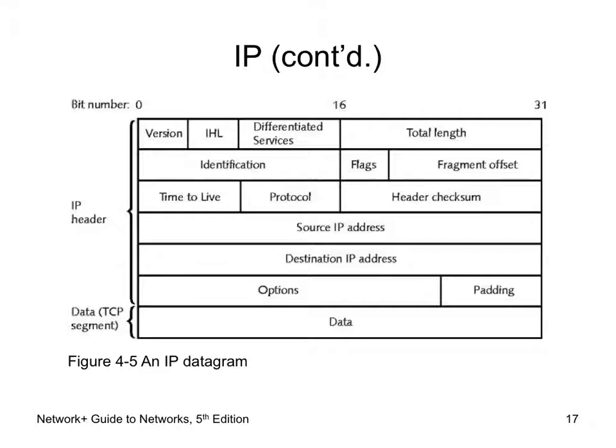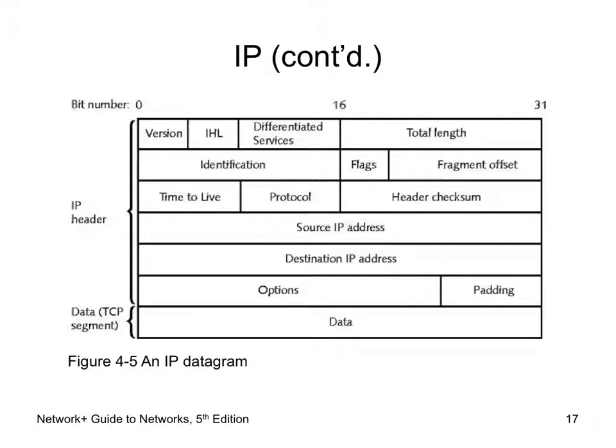So here's an IP packet. Top left, version. The one mostly used today still is version 4, but we do have up to version 6. IHL, differentiated services, total length, identification, flags, fragment offset, time to live. You've heard this when we went over ping. Protocol, header checksum.